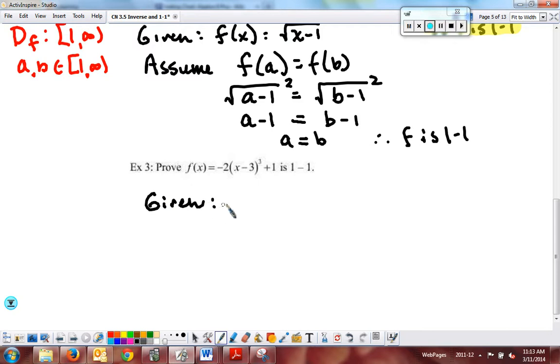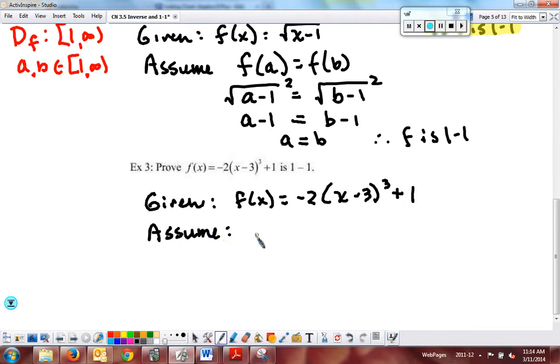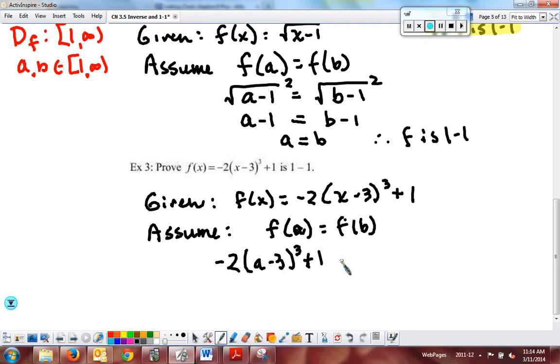All right, given f of x equals negative 2 (x minus 3) cubed plus 1, I want to assume f of a equals f of b. Once I get to here, what's f of a? Negative 2 (a minus 3) cubed plus 1. F of b, oops, b.